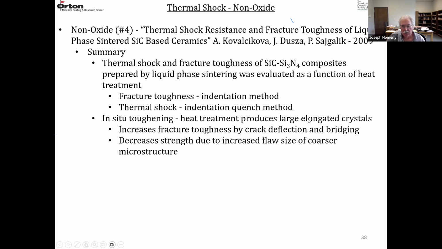So when you form these elongated crystals in the microstructure, that increases the toughness, because you're going to activate crack deflection and crack bridging mechanisms. And there's a decrease in strength because the elongated crystals are increasing the flaw size because of the coarser microstructure.